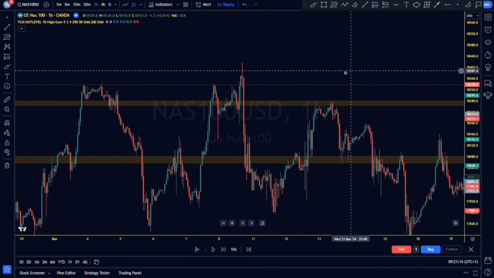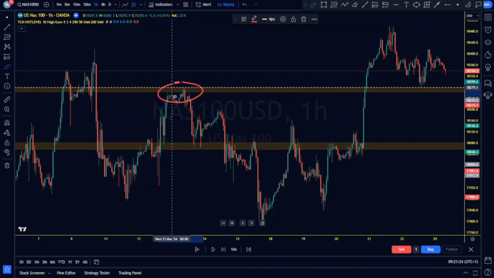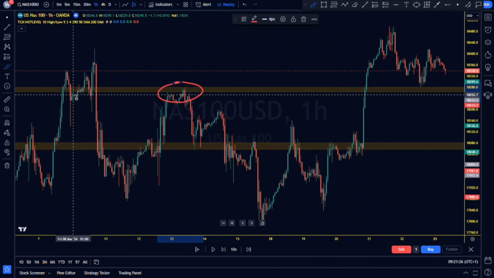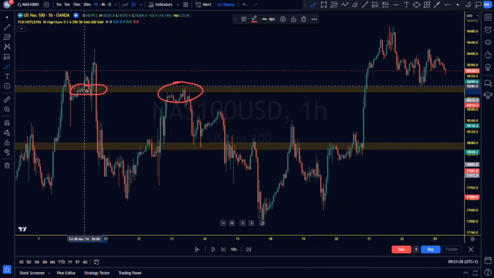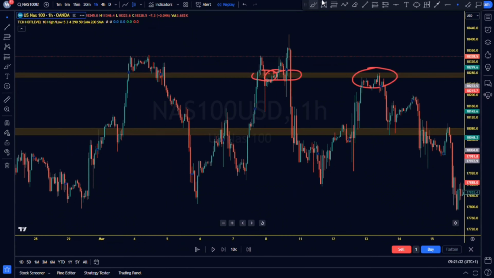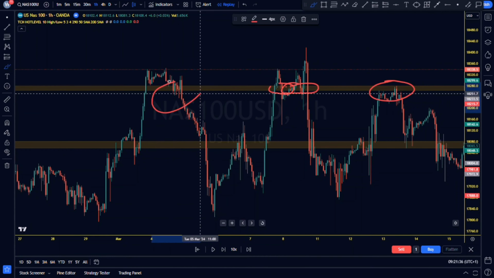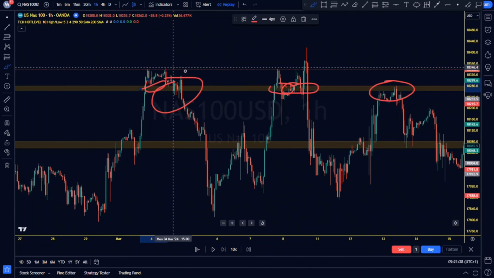Now what we have at this point here is a very strong resistance, and we have also seen price react at this level so many times. We've seen price react to this level multiple times. Right here, we also have it right here and right here. This is something that this indicator looks into.